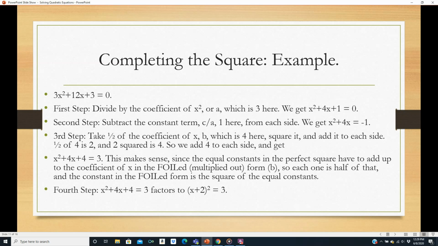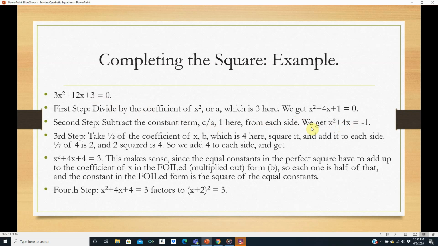It's 3x squared plus 12x plus 3 equals 0. So starting with that equation, first thing we're going to do is divide by the coefficient of x squared, which we know is a, which is 3 here. So, okay, 3 over 3 is 1. 12 over 3 is 4, so we can see x squared, that's 1x squared, right? 12 over 3 is 4, and 3 over 3 is still 1. So we get x squared plus 4x plus 1 equals 0. The second step, we're going to remove the new constant term. Well, that's 1 here, and that's equal to c over a, because remember it's 3 divided by 3, which is 1. Subtract 1 from each side. So we get x squared plus 4x equals negative 1.